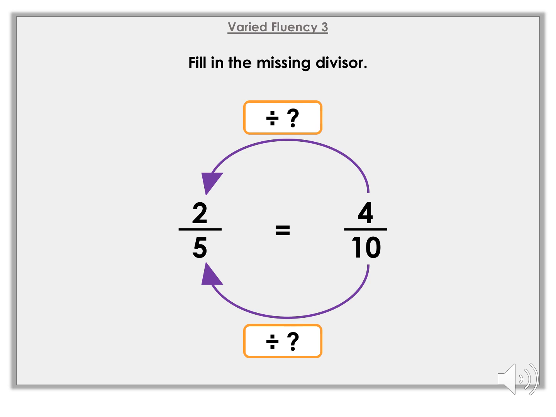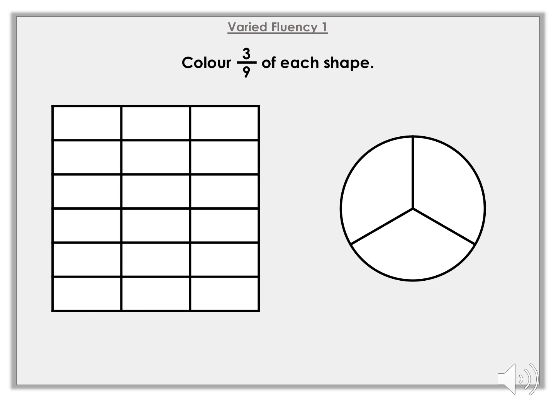Okay, the next type of question, I think lots of you will think, oh my goodness, I don't know how to do that, but let me explain. So, it says colour 3/9 of each shape. So we know that the denominator is how many pieces it is cut into. But if you count up the squares in the first shape, if you count in threes, 3, 6, 9, 12, 15, 18, there's actually 18 rectangles there. We don't have it cut into 9, we have it cut into 18.